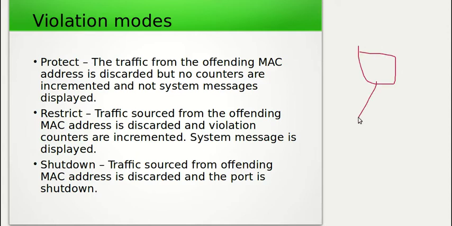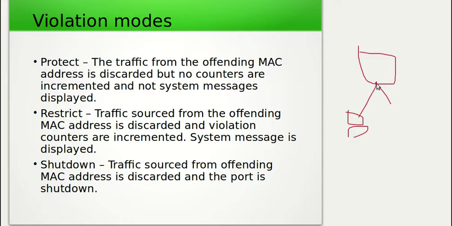So let me draw a very basic example over here. With protect mode, imagine this is device A. If someone plugged a rogue device into this port, traffic from that rogue device will be dropped, so the switch will drop the traffic, but it's not going to increment what we call the counters in the show command. There are show commands which show you how many violations have occurred for port security on this port. Those counters will not be incremented and no system messages will be displayed on the console, which means that it's very difficult in protect mode to tell whether a violation has occurred on this port, whether an untrusted device is trying to send traffic, or whether we have exceeded the maximum number of MAC addresses that we can associate with this port.